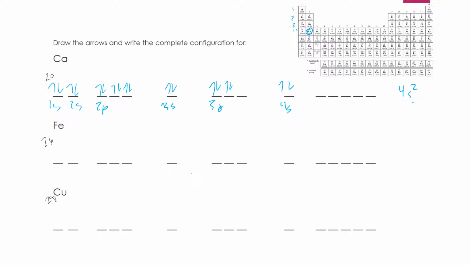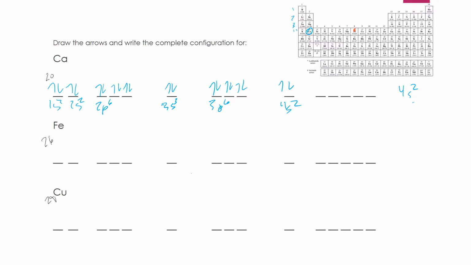That's a lot of arrows, right? Oh, it's going to get crazier, I promise. And if we wanted to write the electron configuration, remember this would be 1s2, 2s2, 2p6, 3s2, 3p6, 4s2. Boom. Okay, easy peasy. So let's do something.